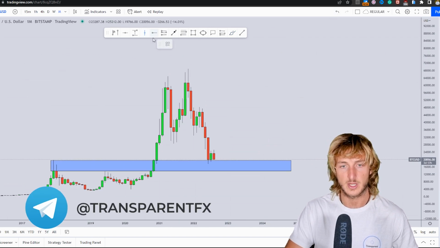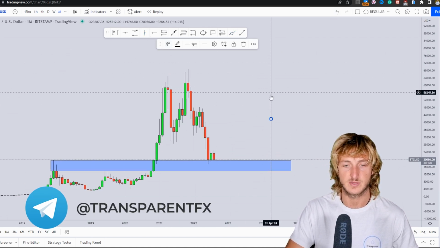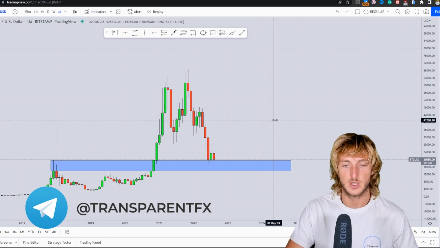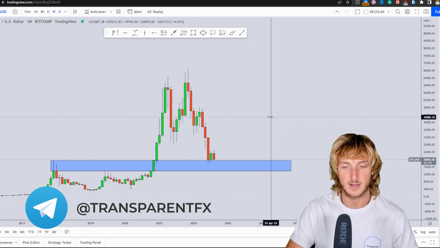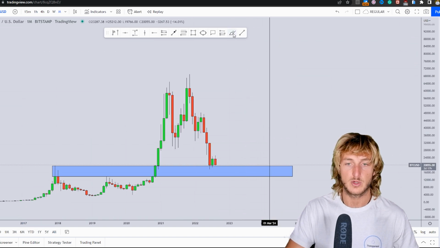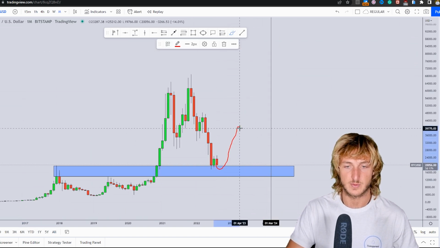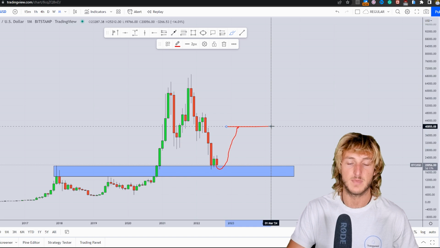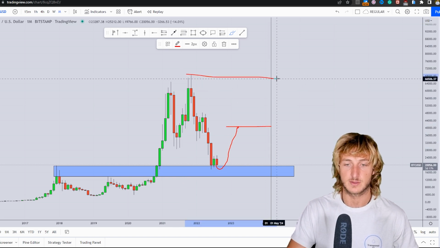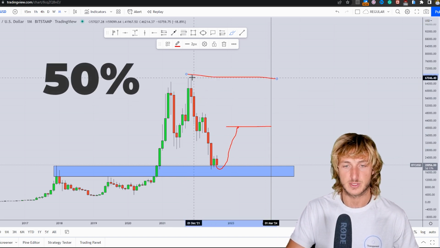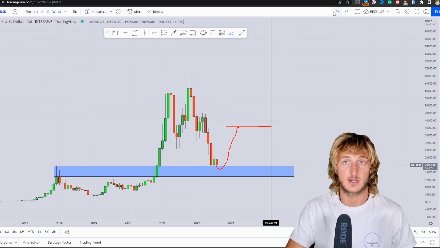Now, overall, I do not expect the creation of new all-time highs before March 2024, when we will have basically the next halving event, but we could expect a rejection to the upside and to go around the middle of this move. So around 50% from the high to the low of this bear market, the start of this bear market.